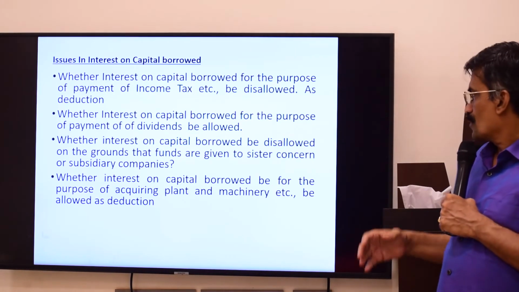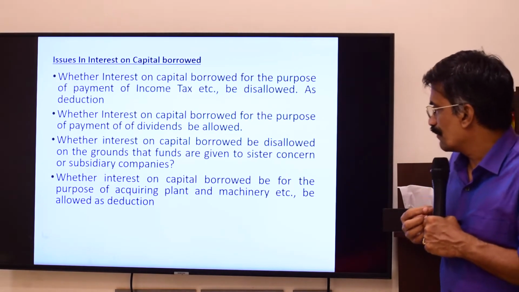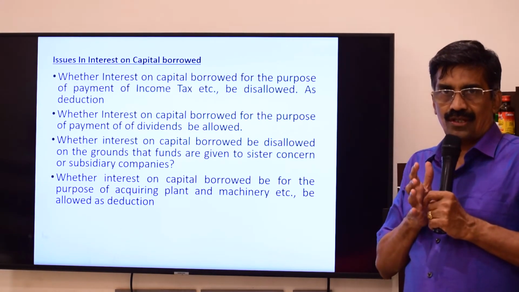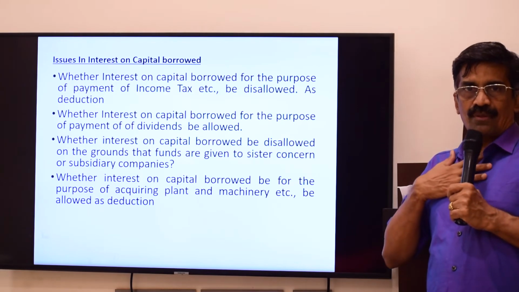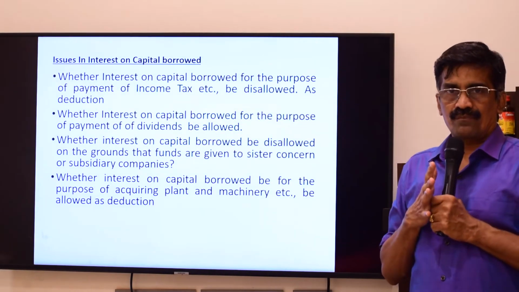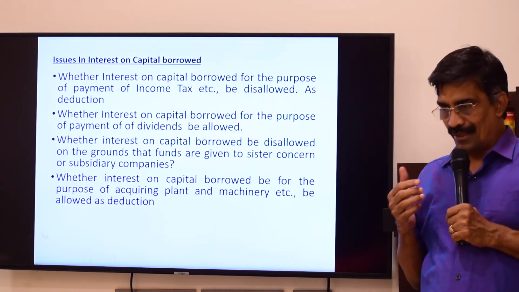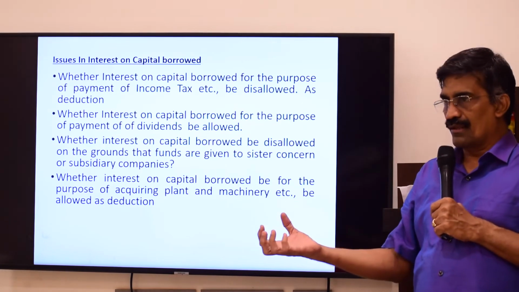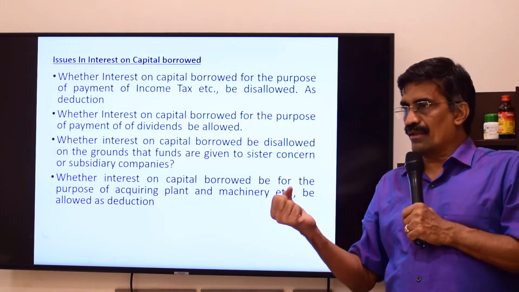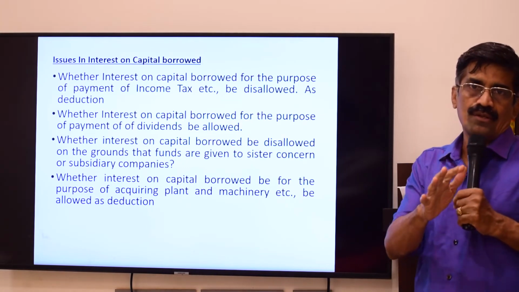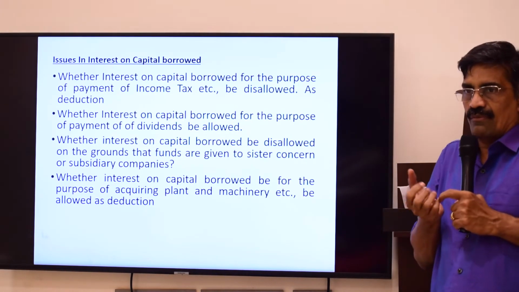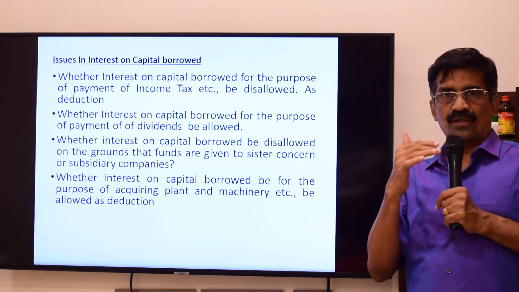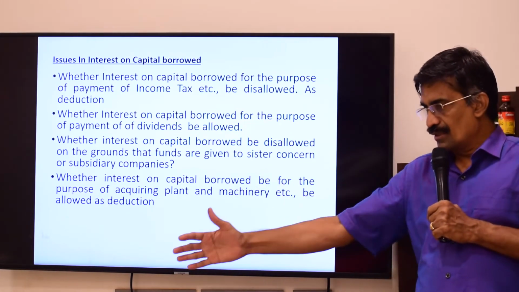Third one. What if you take a loan for the purposes of giving it to your subsidiary? Let's look at the practical challenge here. I am a profit making company, my subsidiary is a loss making company. If you are a lender, would you like to lend to a loss making company or to a profit making company? The logic would demand that a profit making company does not need funds, but we want to give only to them. A loss making company needs funds, but we don't want to give because the risk is more. So invariably, the profit making holding company raises money, then gives it to its subsidiary.